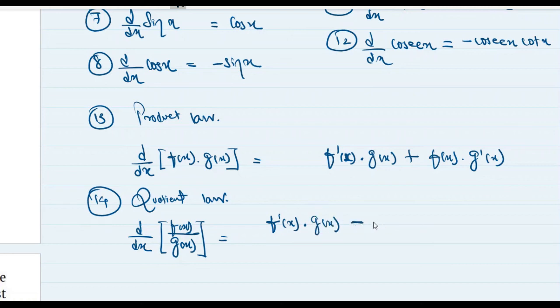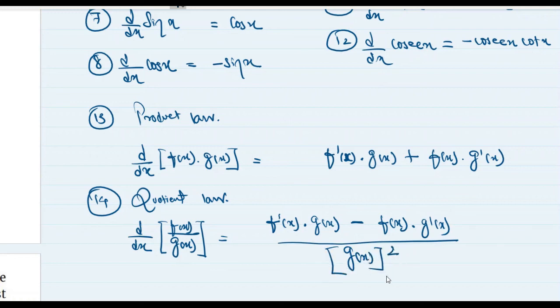minus the numerator, the function in the numerator, multiplied by the derivative of the denominator, so g dash x, upon the whole upon the square of the denominator, that is g of x the whole square. This is the quotient law.